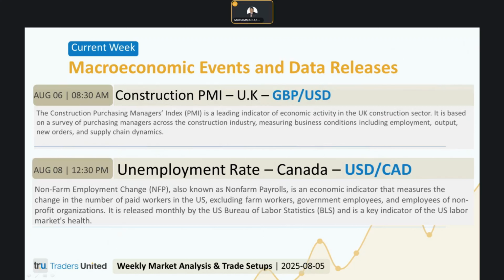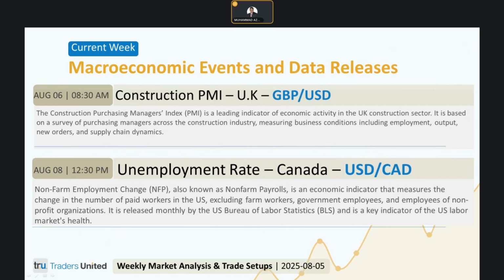A PMI reading above 50 signals industry expansion, while a reading below 50 indicates contraction. This data is closely monitored by traders and analysts, and the construction sector represents a significant portion of economic activity and is sensitive to interest rates, business confidence and overall demand.